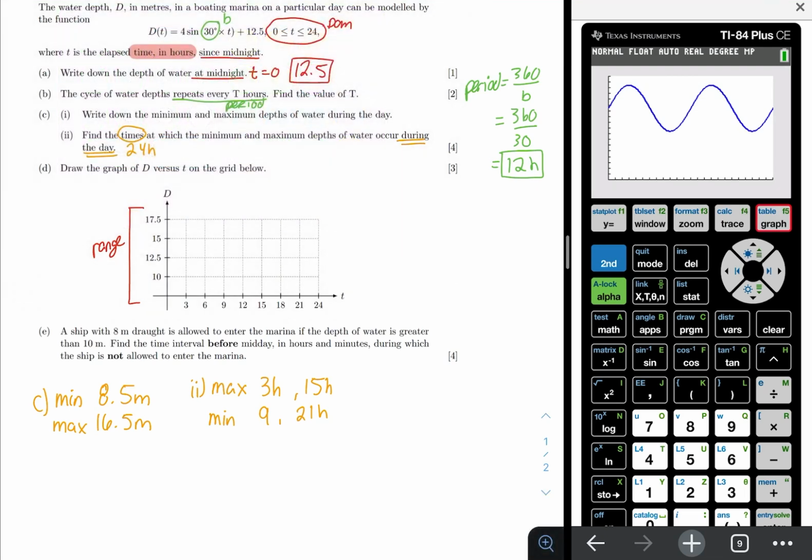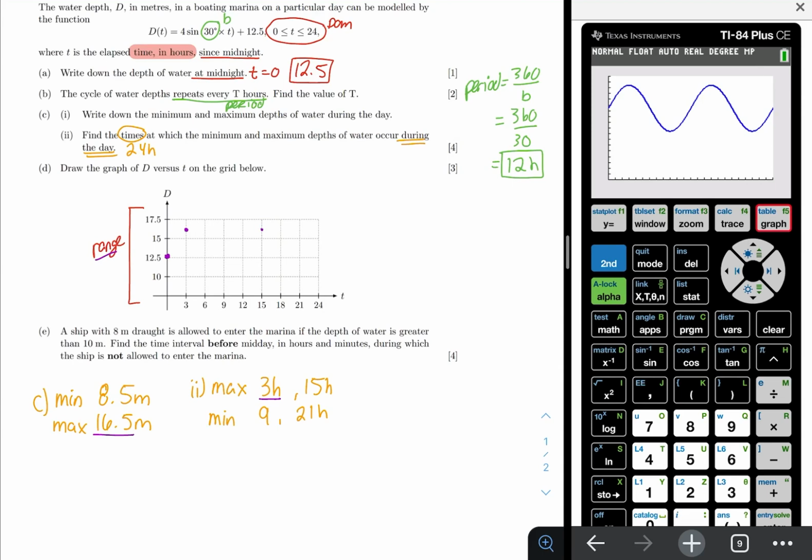So we've already changed our window settings to adapt for this. We know that our starting point from part A is at 12.5. We're reaching a maximum at 3, and the maximum is 16.5, so somewhere between these two here. And then we're reaching another maximum at 15. So I'm going to put the other maximum here.